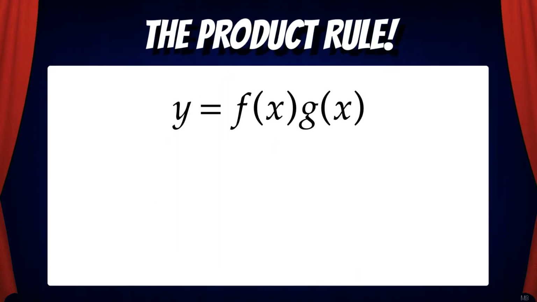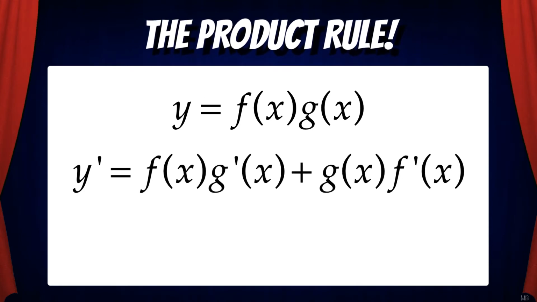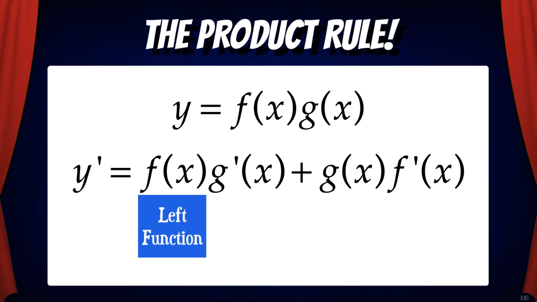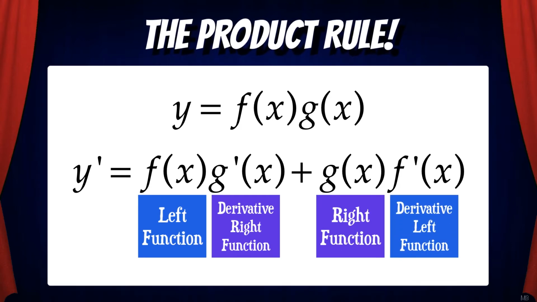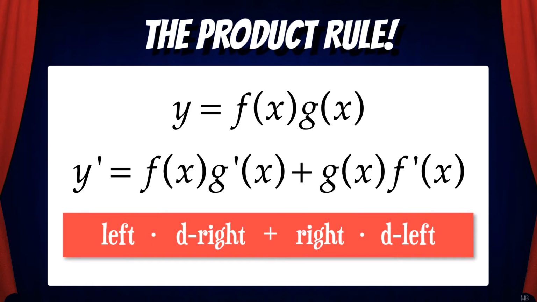If y equals f of x times g of x, then the derivative y prime equals f of x times g prime of x plus g of x times f prime of x. You could think of this as the left function times the derivative of the right function plus the right function times the derivative of the left function. And a quick way to remember this is left d right plus right d left. Say this phrase to yourself a few times. Left d right plus right d left.